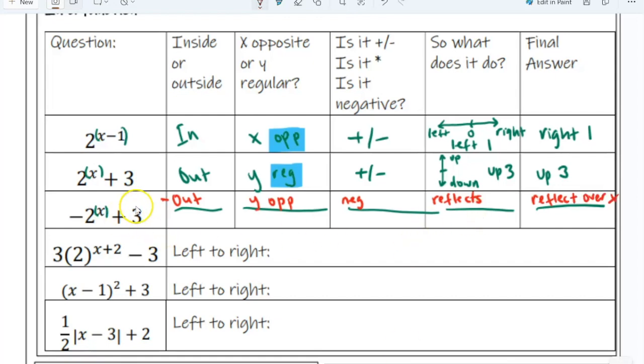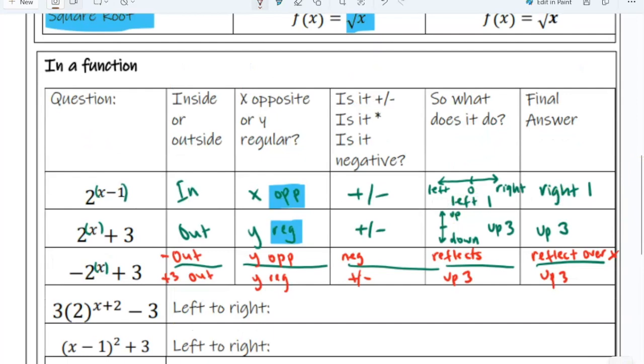Okay, now this +3, we've already done it, so I'm just going to copy everything I just wrote right here. The +3 part is going to be outside. It's y and regular. It's adding and subtracting, and it's going to go up 3, which means final answer up 3. So this one has 2 transformations that happen to it. You're going to reflect over x, and you're also going to go up 3.